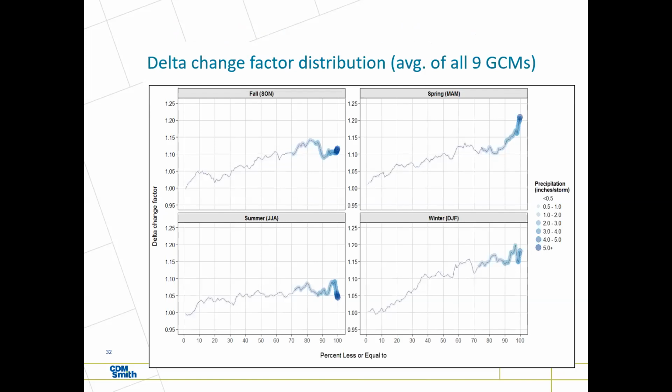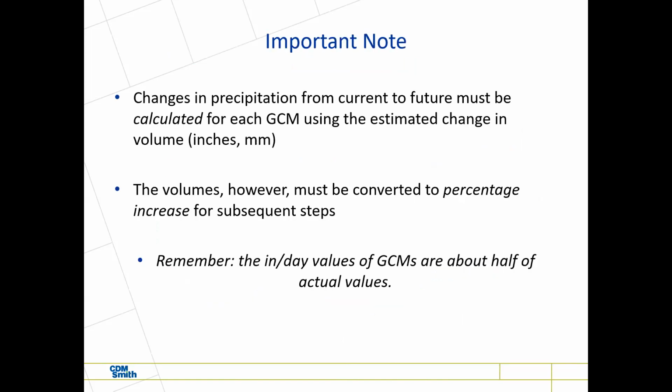And you can graph them. They look something like this. So you can see that each season is a little bit different. Across the x-axis, those are the percentiles, the small ones, 10, 20%, and the larger storms, the 80, 90, and 100%. You can see that they all increase as the storm size increases, but it's different in each season. So some of them increase up to 20%, other ones only about 5 to 10%. So these are the delta change factor distributions that we now have that we can use.